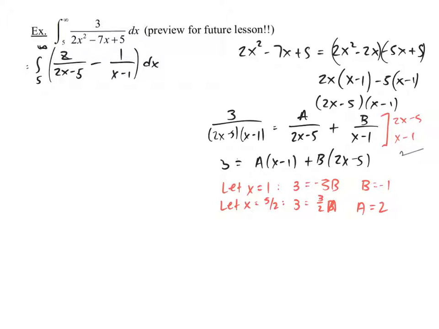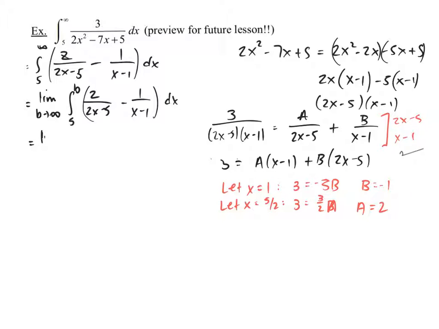Okay, now because this upper limit is infinity, I can't really plug in infinity, so to speak. And so what we're going to do, this is sort of a preview for a future lesson, is that we're going to rewrite this using a limit. So I'm going to rewrite this as the limit as b, the upper bound, approaches infinity of the integral from 5 to b of that integrand, 2 over 2x minus 5 minus 1 over x minus 1. And so this is called an improper integral, and the way that we evaluate improper integrals is by using limits.